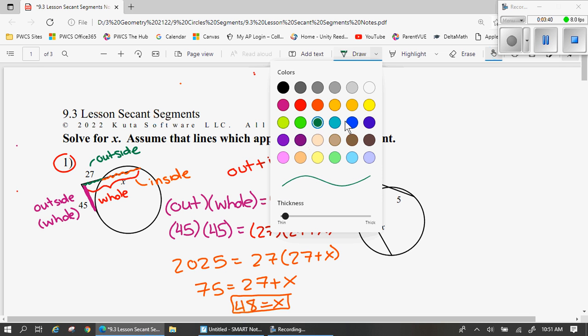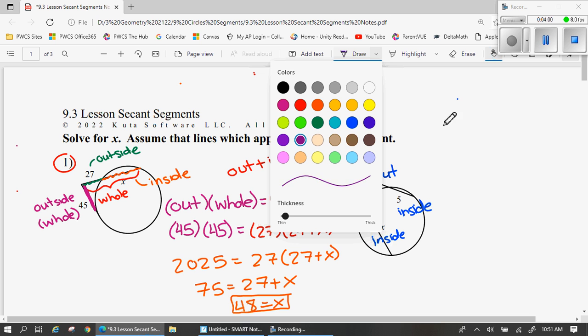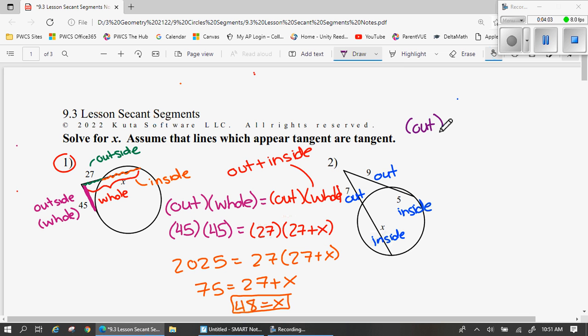So let's look at this next one. I have two secant segments now. They both go through the circle. So you might label outside, outside, inside, inside. The relationship is that the outside of one segment multiplied by the whole thing equals the outside multiplied by the whole thing. And I tend to start abbreviating things to O and W.